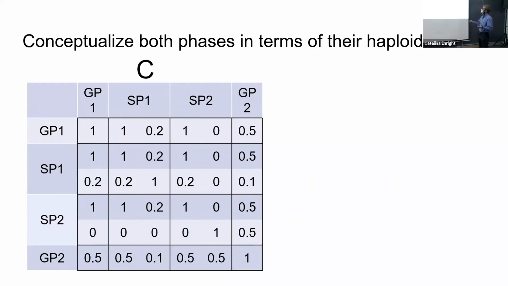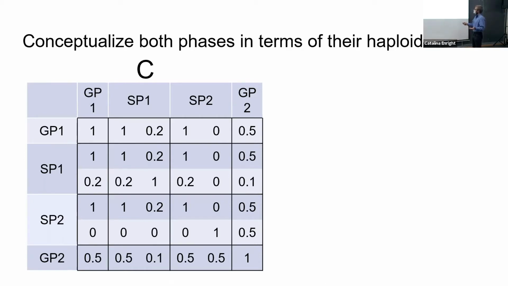You start out with a co-ancestry matrix, and you want to conceptualize both the gametophytes and the sporophytes in terms of their haploid content. So I have 4 individuals, 2 gametophytes and 2 sporophytes. The sporophytes take up 2 columns and 2 rows because they're diploid. The gametophytes take up just 1 of each. You have 1s on the diagonal, so it's a co-ancestry matrix of probabilities. You sample the same allele from a haplotype twice, you're always going to get the same allele, probability of 1 that you get the same allele.